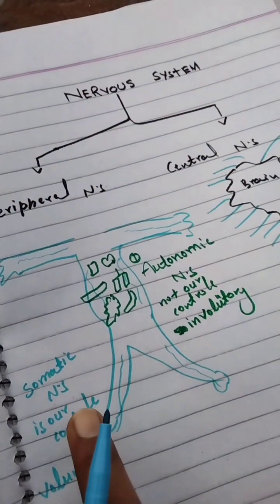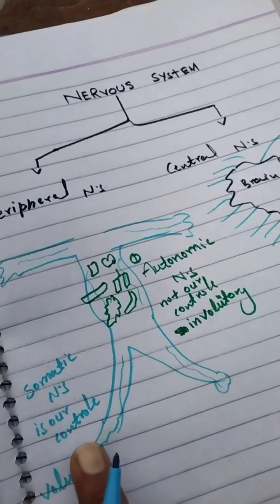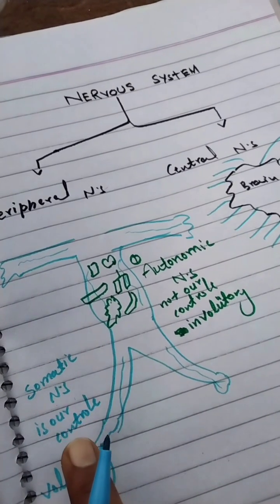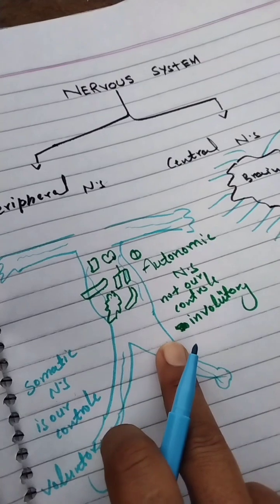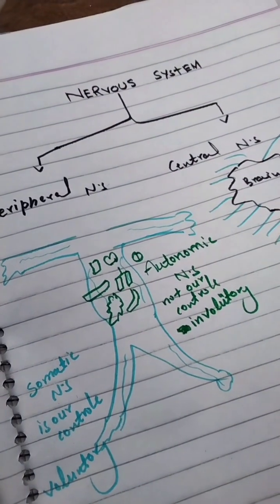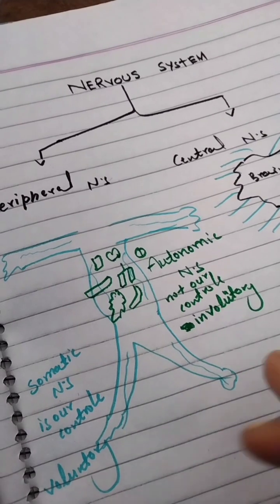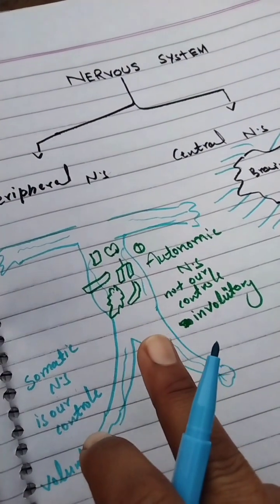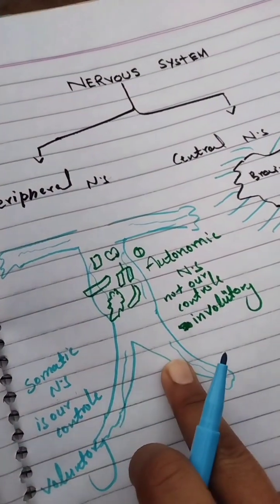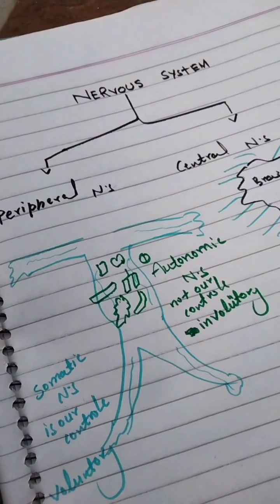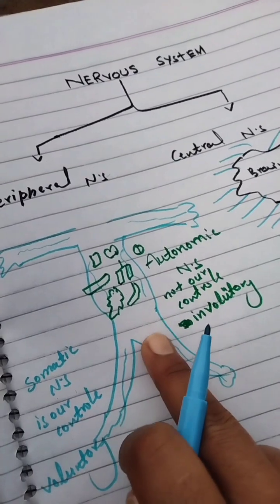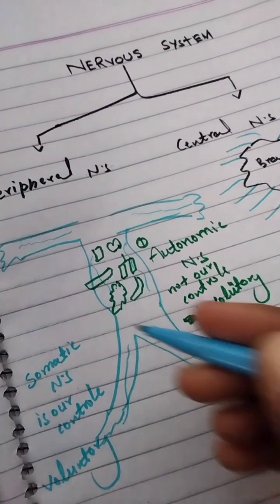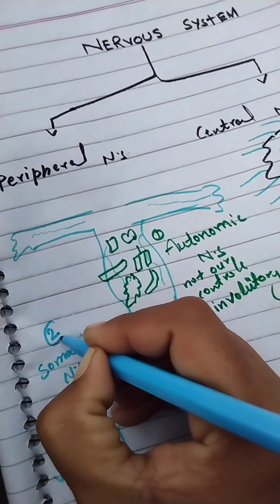The movement of our legs, feet, arms and hands is under the control of the somatic nervous system and is voluntary. We can move our hands, feet, arms and legs according to our work and our desire. So this is a voluntary system and is in our control. This is the second type of the peripheral nervous system.